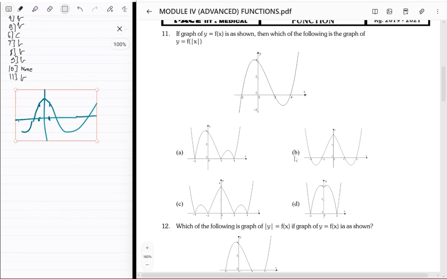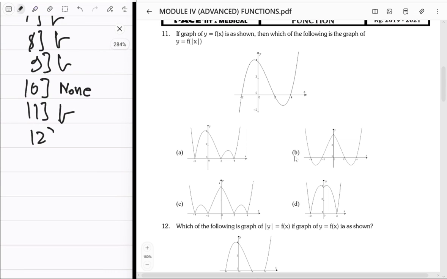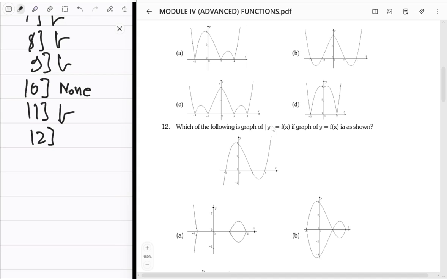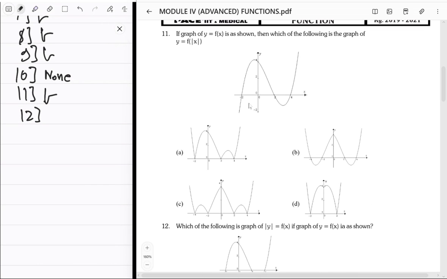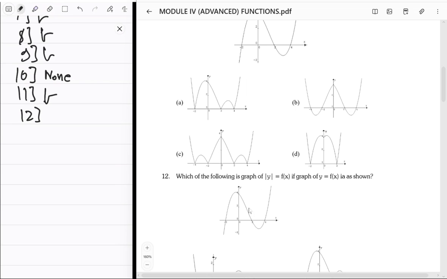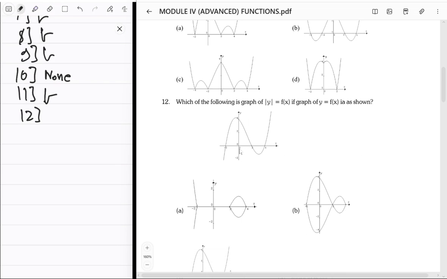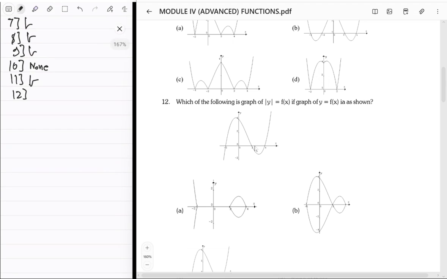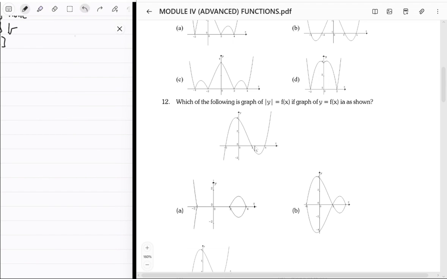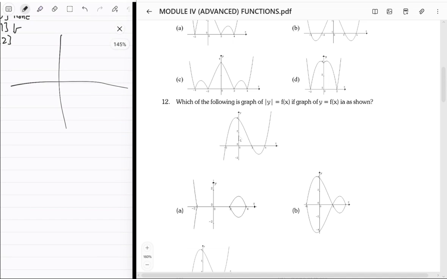Next, 12th. The following is a graph of mod y equal to f of x. Figure out the f of x graph. I think it's the same thing, so you got this thing, and then just flip this, because if f of x works, negative f of x also works. So you got f of x as this guy. Negative f of x is going to be the mirror image of that about y equal to 0, the x-axis.